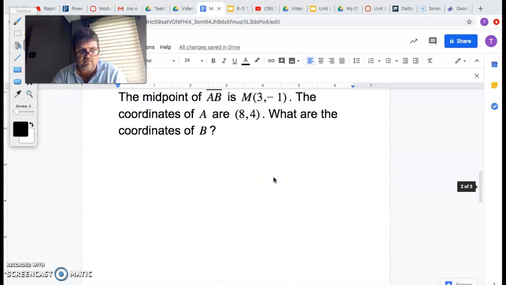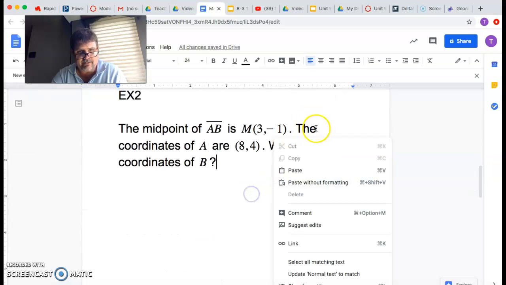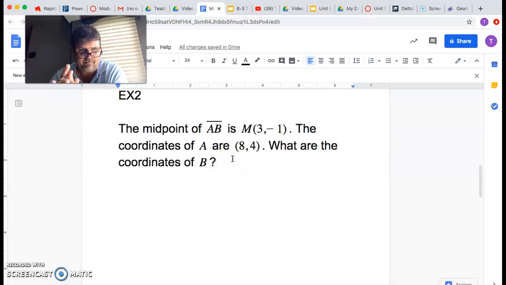Example 2 gives a whole different scenario, and this guy is actually pretty common. The midpoint of segment AB, now this is the notation for a line segment, is 3, negative 1. The coordinates of A are 8, 4. What are the coordinates of B? Okay. All right, there's a couple ways to do this.